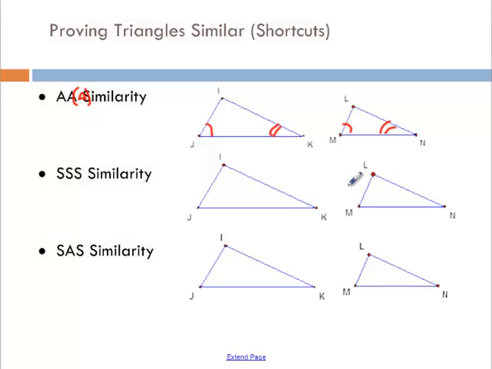Side similarity. So if this was 3, 4, and 5, this would be, let's double it, 6, 8, and 10, because this is twice as big here in all 3 sides. And if all 3 sides are proportional, then all 3 angles are congruent as well. And then the last one is side angle side similarity. So let's call this 3, and let's double it to 6. Let's call this 4, double it and say 8. Now if we know the angle in between is congruent, because the A is in the middle, we know that third side is proportional as well.